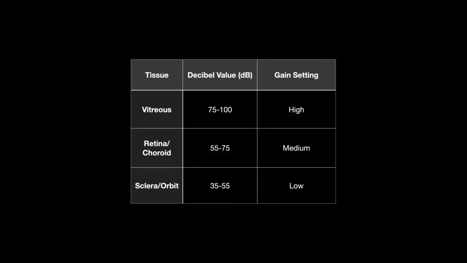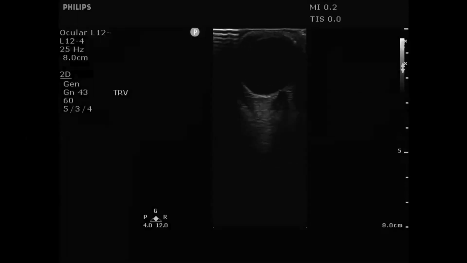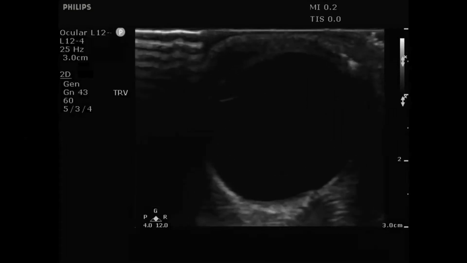So, not to belabor that too much, just know if you're looking in the fluid, turn your gain up. If you're looking at the structures around it, you can turn your gain down to get a little bit better definition of what's around there. So the other important thing that we need to assess and set is our depth, right?